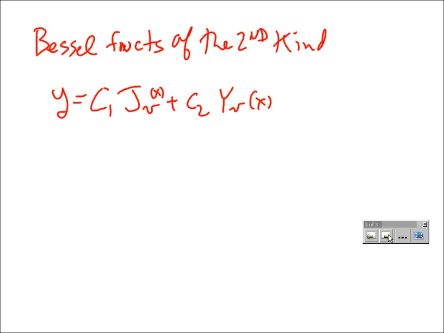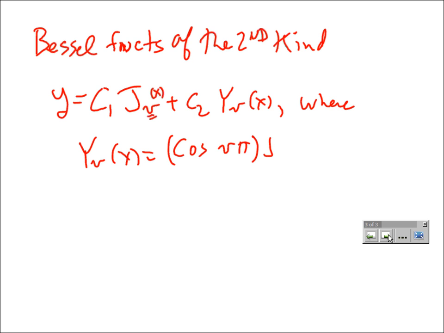So you may say, well, what is this y function? That's a fair comment. Where y sub v of x is cosine of v pi. So we already know what v is because we solved for v. And this gets multiplied by jv of x minus j negative v of x. And believe it or not, it gets divided by the sine of v pi.